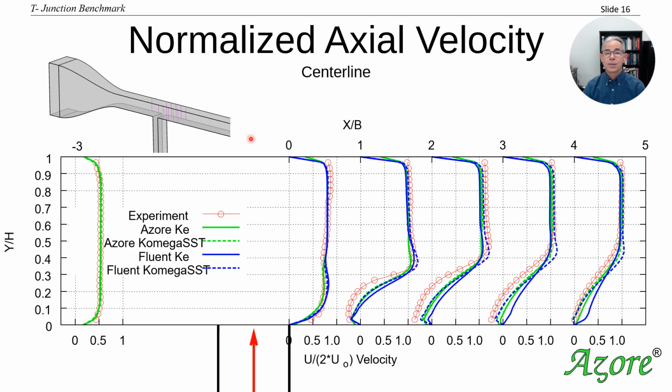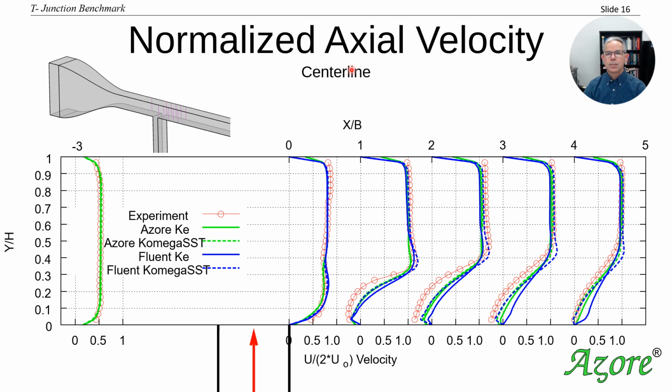Okay, this is the first slide where we're going to compare the experimental data to our CFD predictions. Over here is a view of our geometry. And these magenta lines show where the experimental data was measured at a steady state. So these are the lines along the center line, and these are the lines close to the wall. And so we're going to look at the experimental data there.